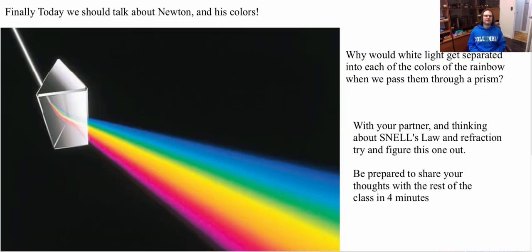All right, now finally today, we're going to look at Newton and his colors. So before, people thought that prisms actually created these colors. They thought that the prism changed the white light into these colors. They didn't think that the colors of the rainbow that we see here were in the white light. Newton had to prove that, and Snell's law goes farther into proving that.